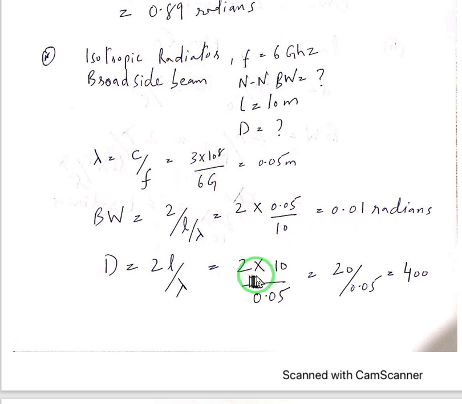It will give us the value of 2 into 10, that is L is 10, lambda is 0.05. After putting the values, D will be 400. That is the directivity gain, that's why it doesn't have any units.